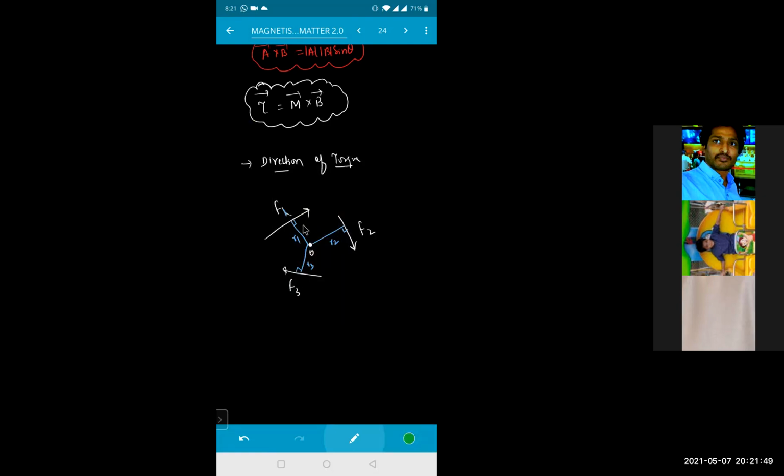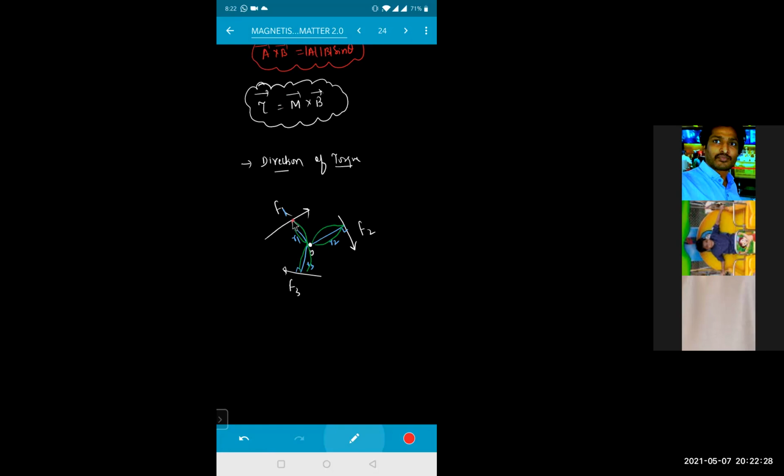Now assume a lever arm principle here. Draw one lever like this. Now tell me, by holding this F1, in which direction can you rotate this force F1? Clockwise or anti-clockwise? Sir, it is going to come clockwise only, right, sir?